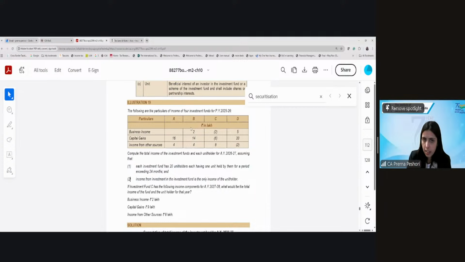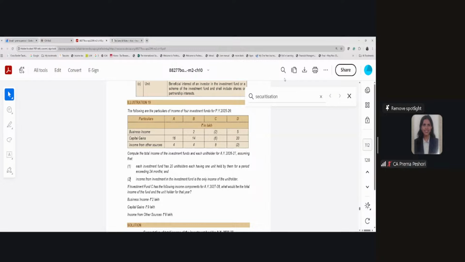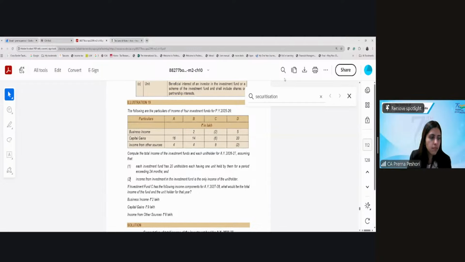So let us talk about fund A. What will be the taxability in the hands of fund A? Sixteen divided by 20 for capital gains, and 4 divided by 20 will be income from other sources. It is not a business income. Will there be any taxability in the hands of the fund? No, ma'am, there will not be any taxability in the hands of the fund, because there is no business income. What about the unit holder? It will be taxable in the hands of the unit holder.